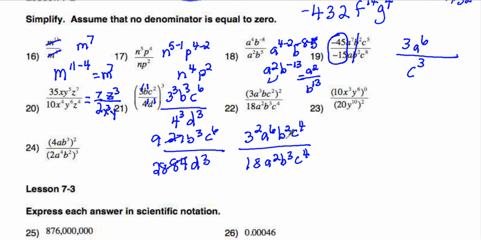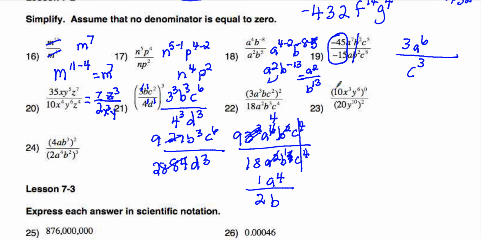So that way, let's see here. I'm looking for things to cancel. Well, 3 squared is 9. I'm going to go ahead and do that. Change that. A to the sixth over a squared is going to become a to the fourth. B squared over b to the third is going to become b to the first. And then my c's are going to cancel. So I'm left with 9 over 18, which is 1/2. A to the fourth on top, and b on the bottom.